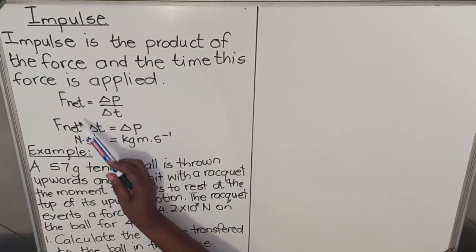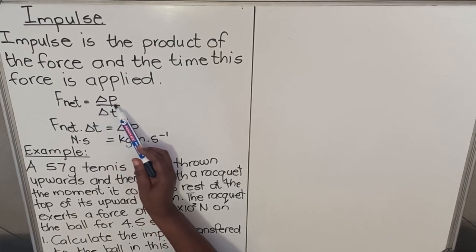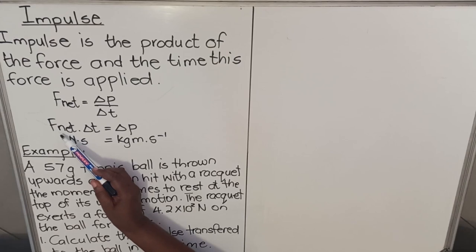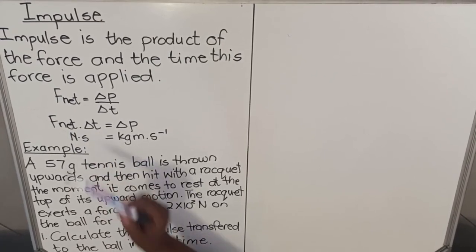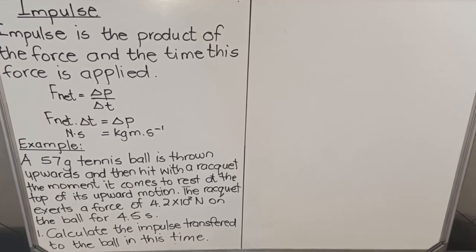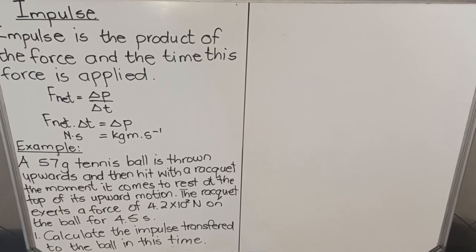When you look at the net force formula, it says net force is equal to change in momentum over change in time. If we take this time and multiply it here, then we have the product of the net force and the time it takes. So what do they mean? When you apply a force on an object, the longer you apply the force, the less impact it will have.